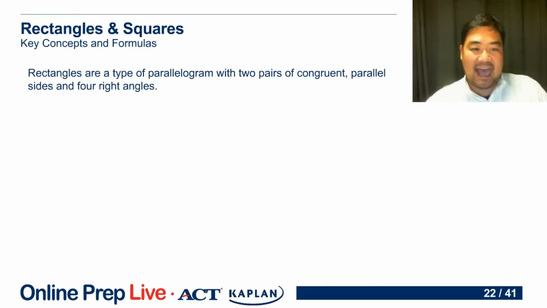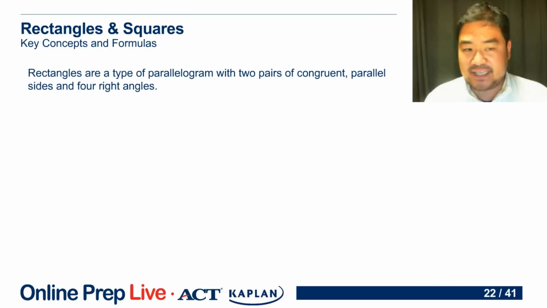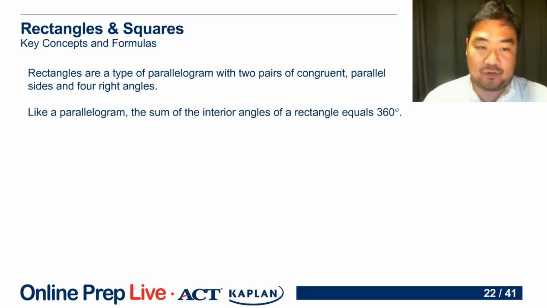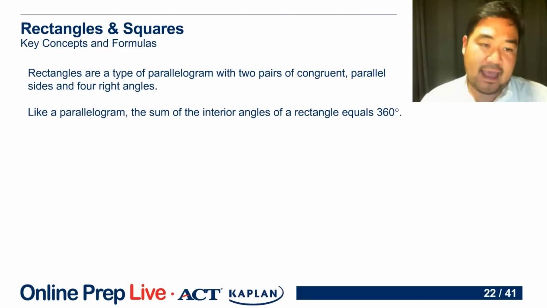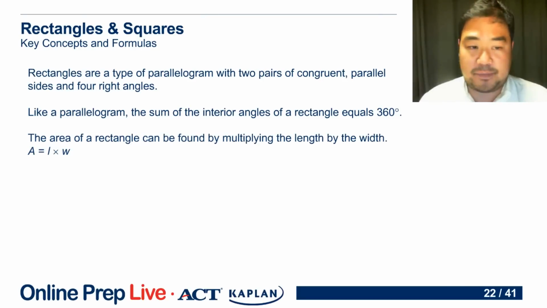All right, let's take a look at another key geometry concept that deals with rectangles and squares. Rectangles are a specific type of parallelogram. We said that parallelograms are 4-sided figures with 2 pairs of congruent sides, but rectangles are 4-sided figures with 2 pairs of congruent sides, and they form 4 right angles. They're all still equal to 360, but for rectangles, each angle is equal to 90. Like a parallelogram, the 4 angles must add up to 360, so each one is going to be 90 degrees.